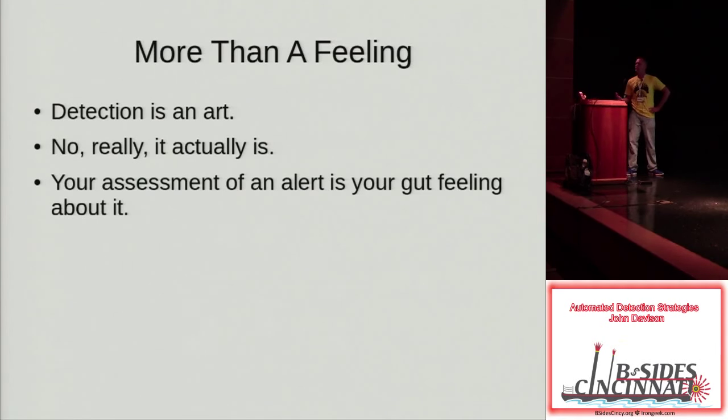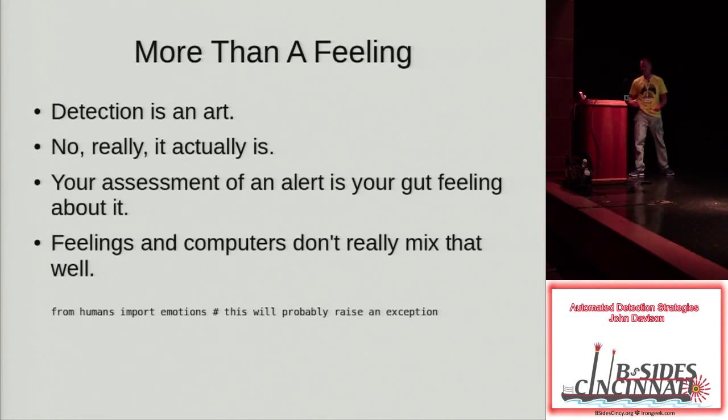Or maybe you're super sure about it. Or maybe you're like, I don't know, right? There's no math to it at all. And that's a problem to solve. It's a difficult problem because it turns out that feelings and computers don't really mix that well. There's no way to impart that into Python code. I couldn't figure it out. Or that's what I'm trying to figure out.